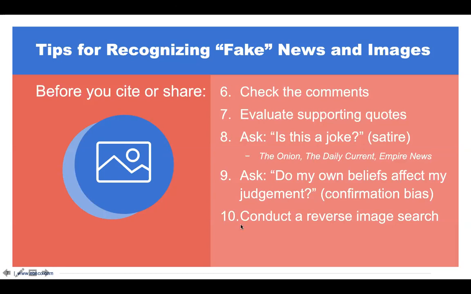And another thing that you can do, number 10, part of your checklist of skills, is conduct a reverse image search. We're going to show you that in a second, but sometimes if you find an image somewhere, you can drag it into your search box and search just the image, and see if it comes up as only being a part of the article that you were reading, or if it's been reused in other places and where it originally comes from.